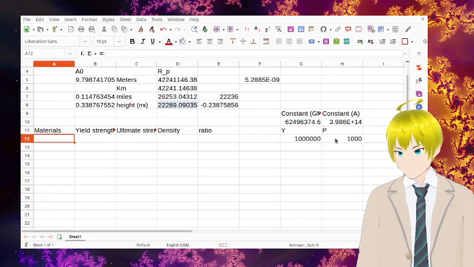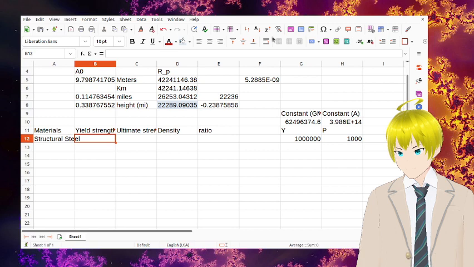So I have just conversion factors here. I'm going to use these to correct our units. Let's start with our first material, which is structural steel. Call that SS, or structural steel.